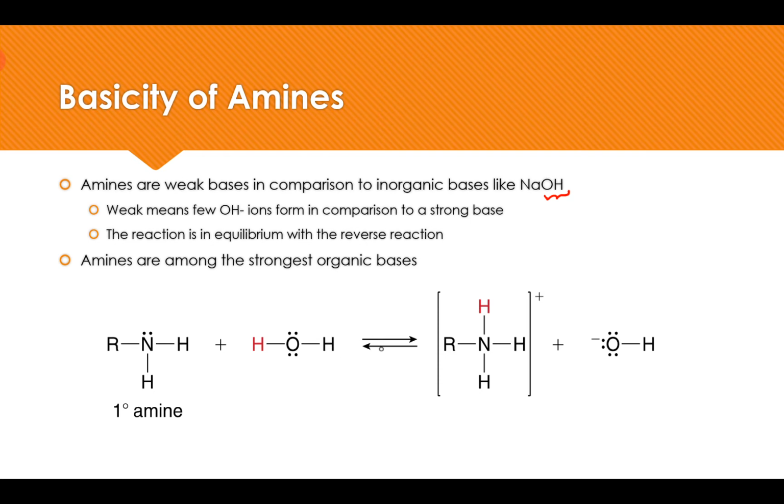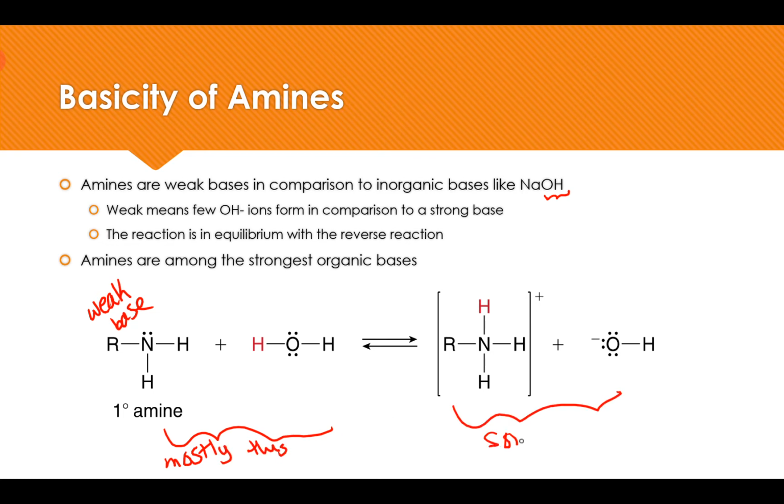That means that this equilibrium is in effect. The forward reaction is happening, but the backwards reaction is also happening. That means that we have an appreciable amount of this molecule in its neutral amine form, and we don't have as many OH- ions as we do in a strong base solution. So ammonia is a weak base, and we have mostly this, then we have some of this. And so that makes it weak.